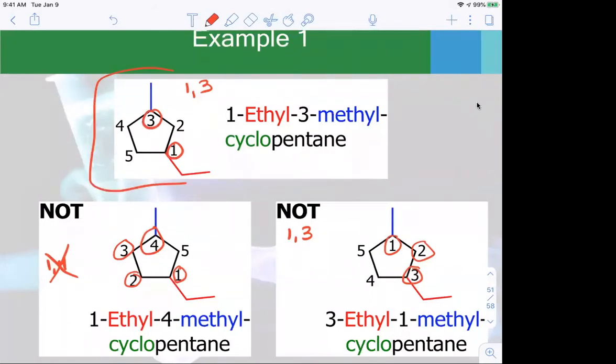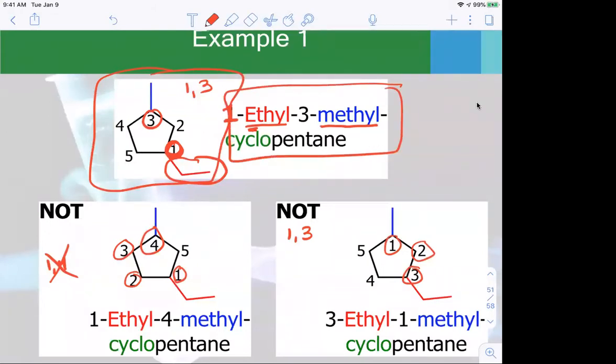So why do I pick this one? It's because the substituents are ethyl, which is this 2-carbon chain, and methyl. When I have a tie here, remember I would go with the alphabetical order. So E is lower in the alphabet than M, so I'm going to use this numbering system where my ethyl gets number 1. So this is the correct name, 1-ethyl-3-methyl cyclopentane.